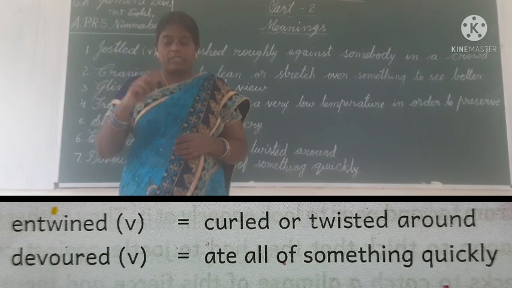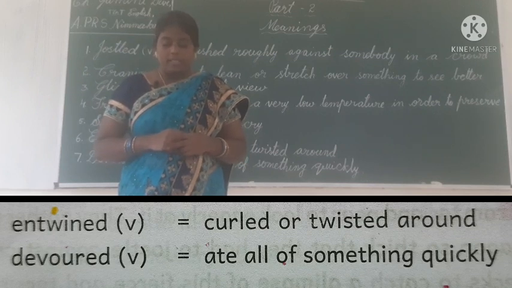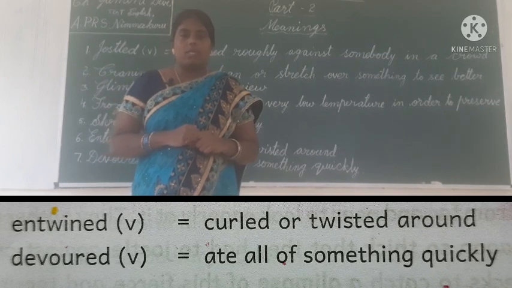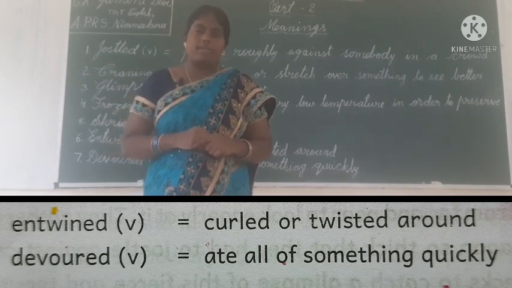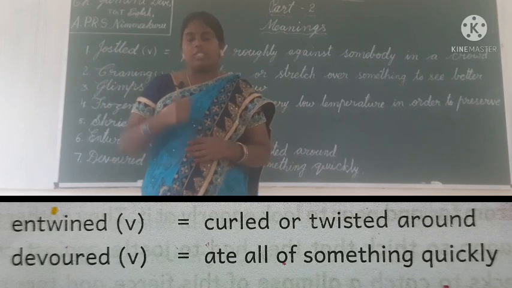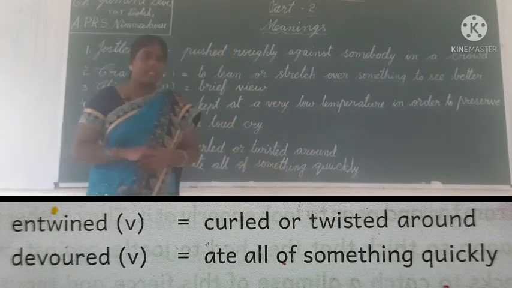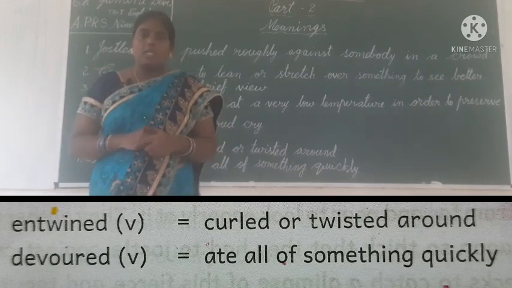Okay. So it twisted around the pole and devoured the snake charmer. Here we got another new word, devoured. Devoured means ate all of something quickly.